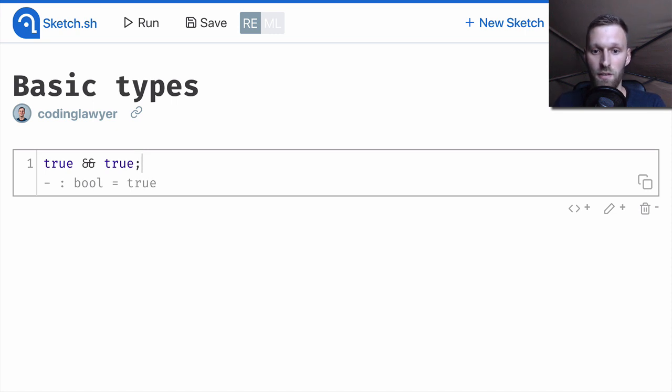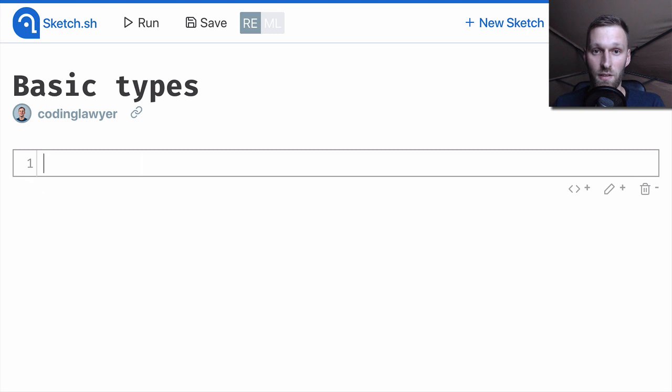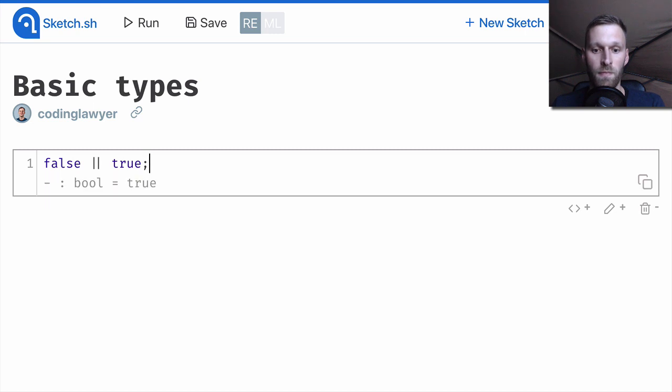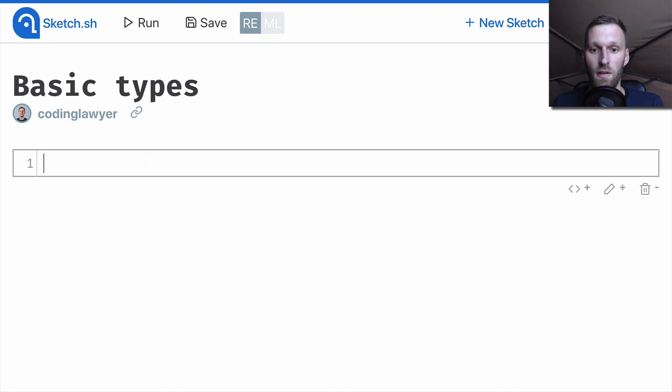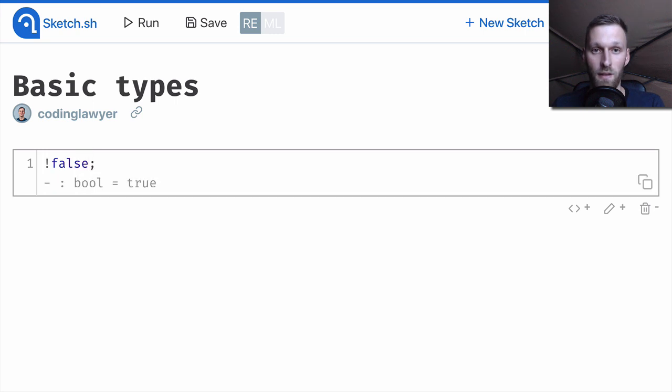Now let's take a look at disjunction. A disjunction is a logical OR, and it's represented by the double pipe operator. Now, if any of its expressions is true, then it returns true, otherwise it returns false. Now, since one of our expressions is true, we got back true. Now, let's talk about negation. You can think of negation as a logical NOT, and it's represented with an exclamation sign. Now, in this example, we negated false, so we got back true.